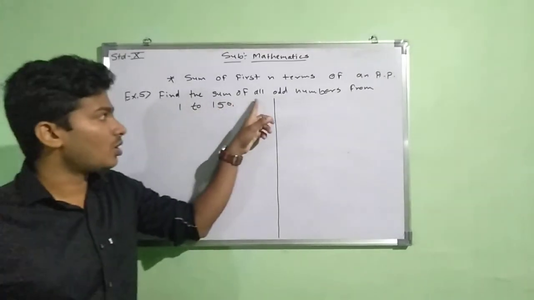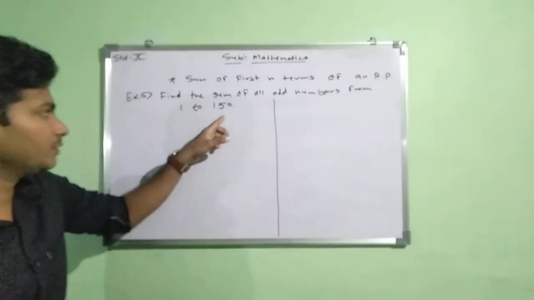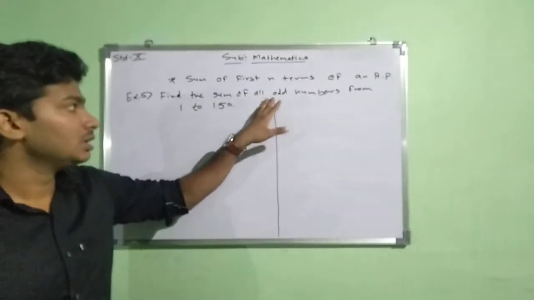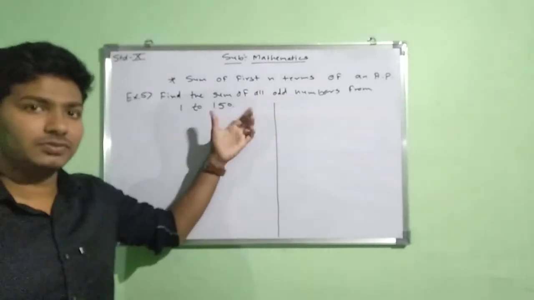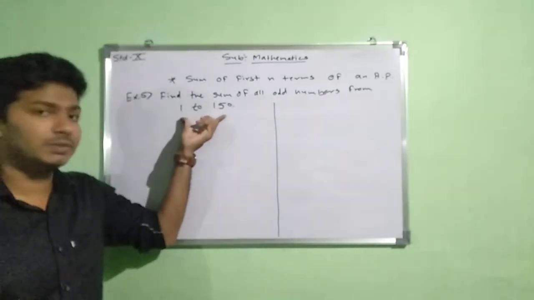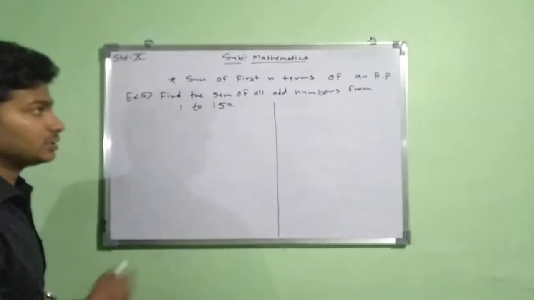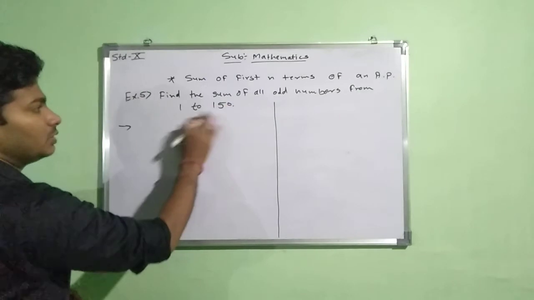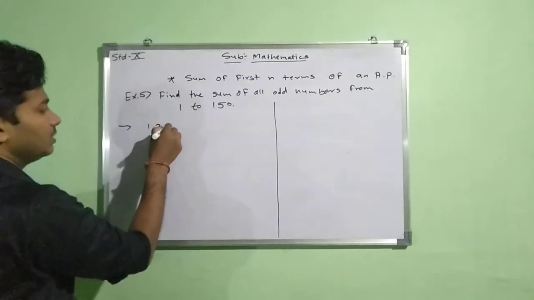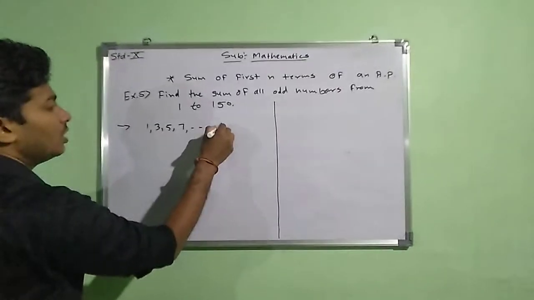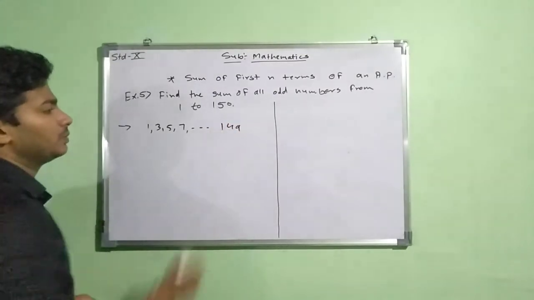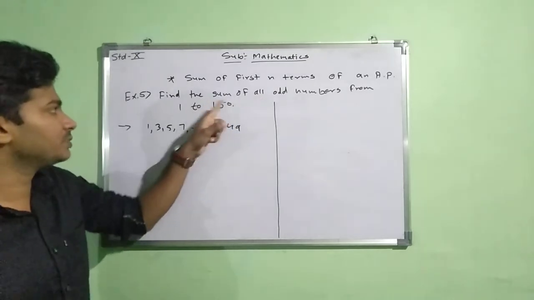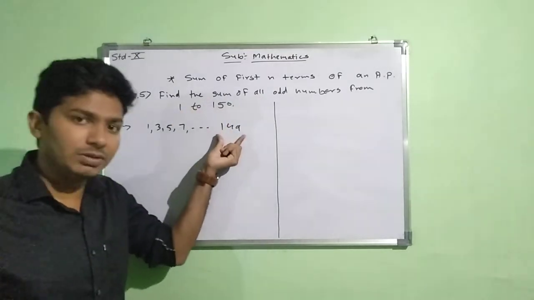Find the sum of all odd numbers from 1 to 150. That means we have to find the sum of all odd numbers. Here, we don't know the value of n, that means we don't know how many odd numbers there are between 1 to 150. First of all, we need to write our arithmetic progression. So all the odd numbers between 1 to 150 will be 1, 3, 5, 7 and so on. 149 will be the last odd number because 150 is an even number.